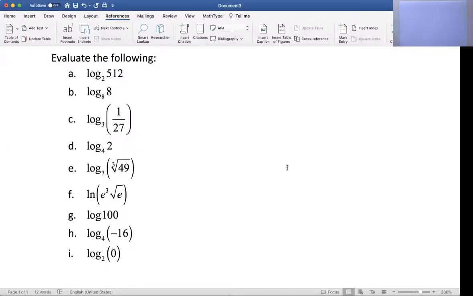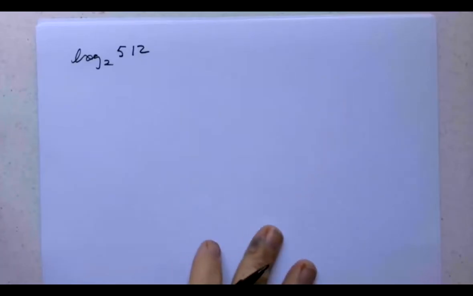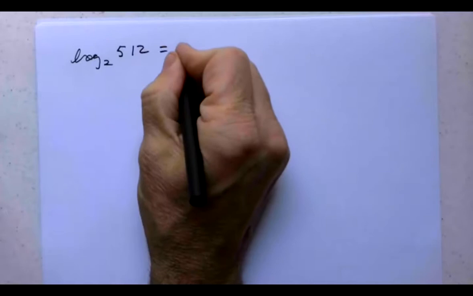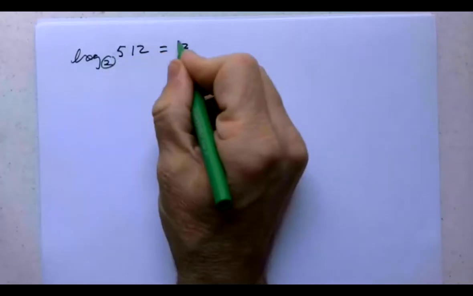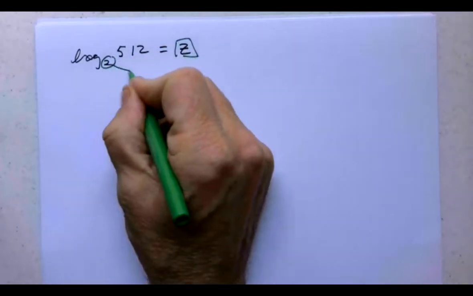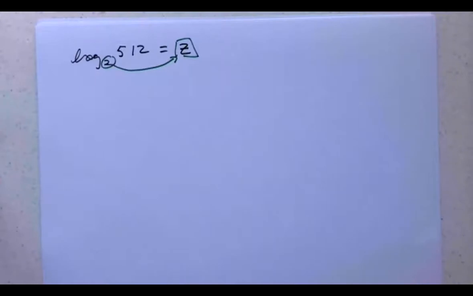Okay, we have several of these logarithmic expressions to evaluate. The first one we have is log base 2 of 512. So let's take a look at our process here. I like to say that it equals something, and z is as good a letter as any. So we circle the base, put a box around the exponent. 2 to the z equals 512.